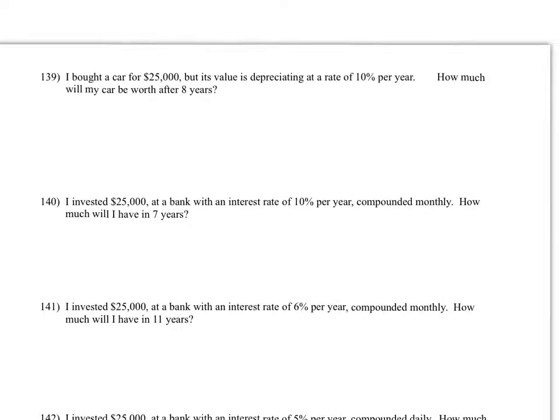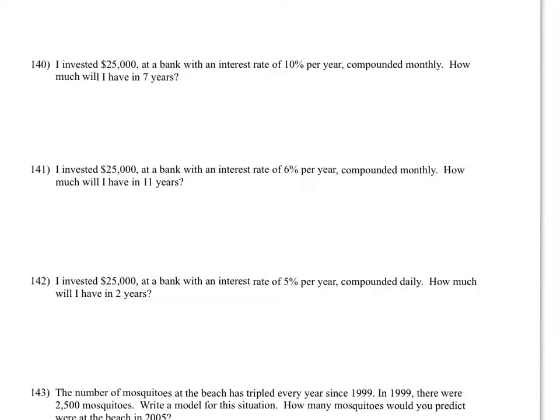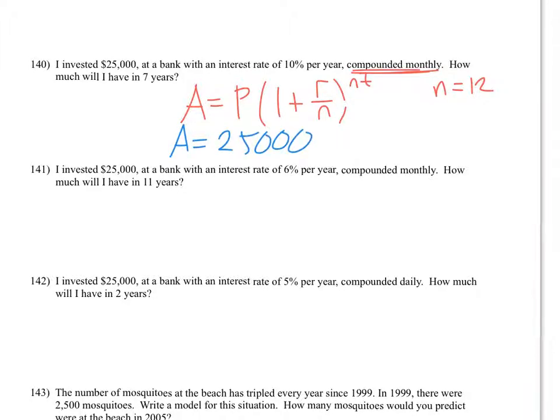Looking at, I don't know, let's talk about 140. And I'm just going to set these ones up. I'm not actually going to do these out, so we can talk about the compounded monthly part, because that's something that you definitely need to be able to do. We're going to go back to the A is equal to P times 1 plus r over n to the nt. And if compounded monthly means n equals 12, so that we'd set this up as A is equal to 25,000 times 1 plus 0.1 over 12, and then 7 times 12 for my exponent.